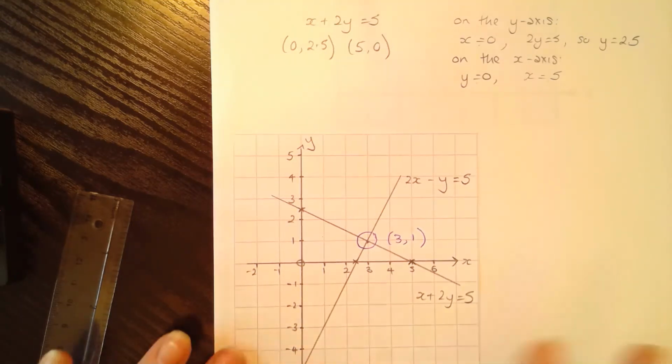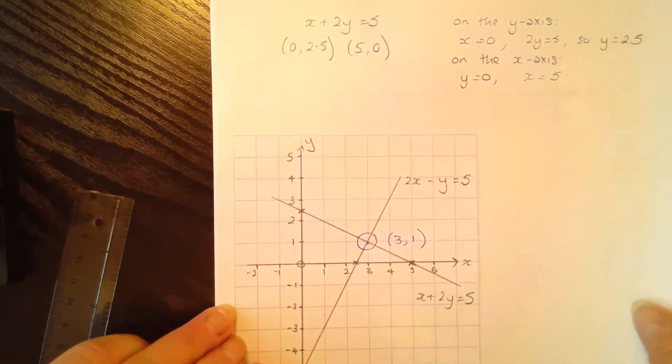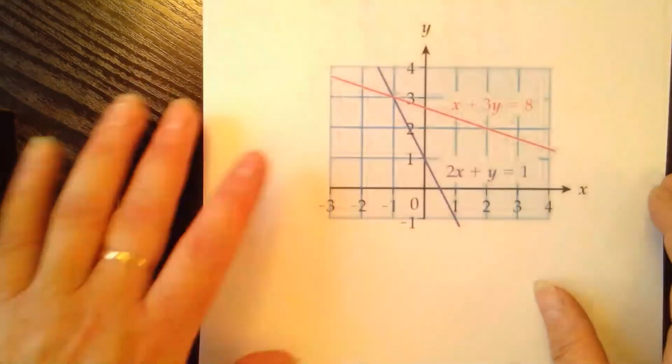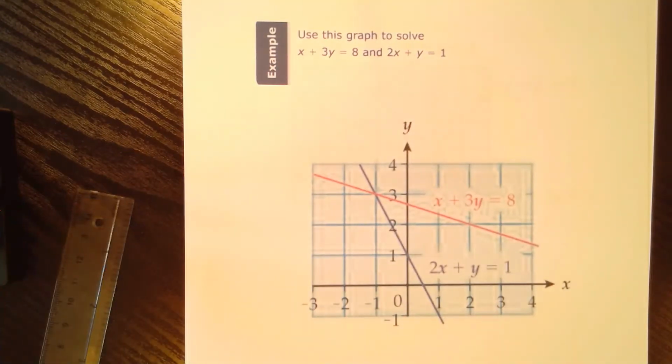So the point of intersection is the same as the solution to the simultaneous equations. Let's crack on and look at the next example. I've blown up the graph, it's a bit blurry, but you can see what we need to see. It says use this graph to solve x plus 3y equals 8 and 2x plus y equals 1. The lines have already been drawn for you. If the lines have already been drawn, you do not need to use an algebraic method, especially if you can see them.